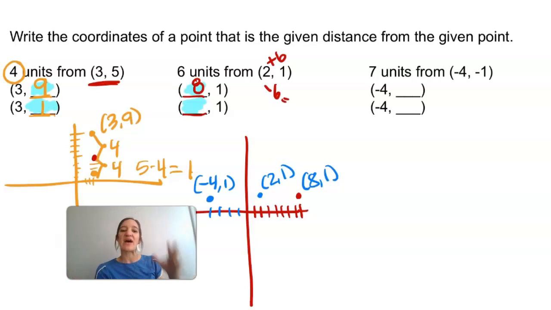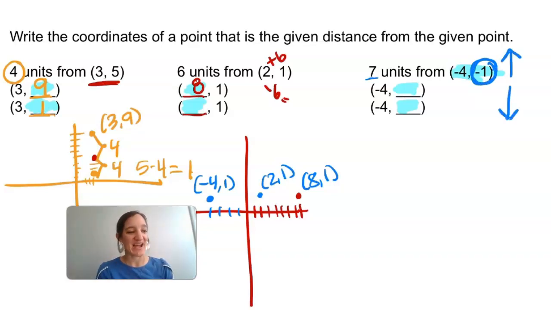Okay, let's see if we can do that without drawing and just visualizing in our head. We are going to go 7 units from (-4, -1), and we're going to look for the y. So our elevator is going to change, but not how far right or left we are, right? Because this is negative. So let's just look at the -1 right here. That's what's going to change, the y coordinate. It's going to go 7 units up, and it's going to go 7 units down.